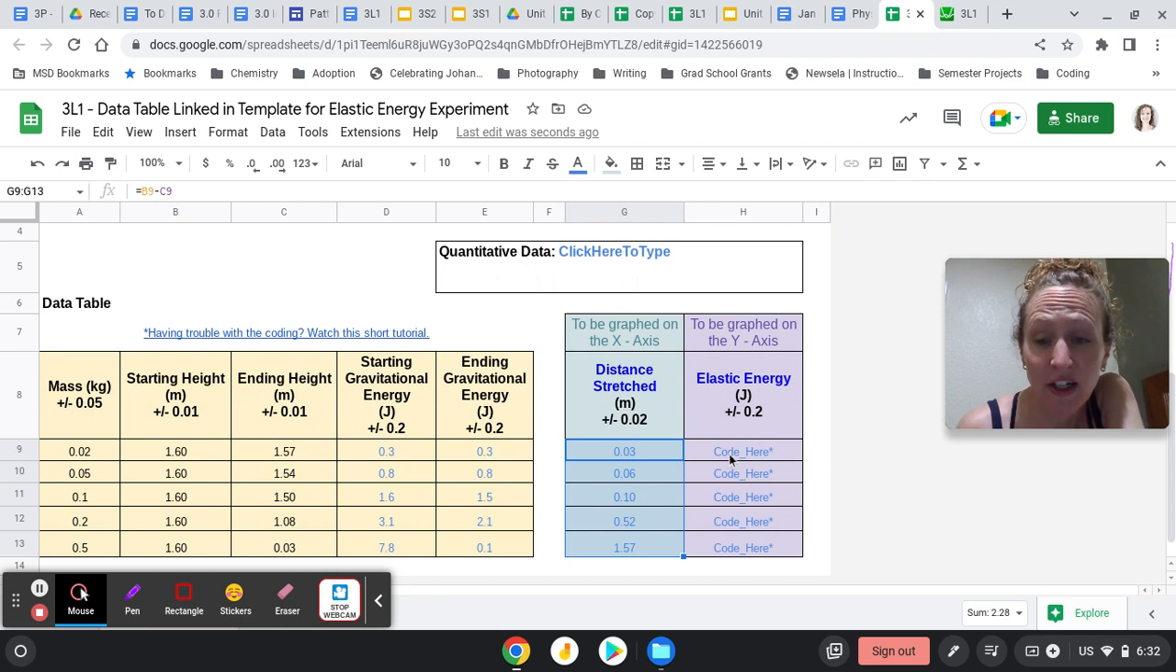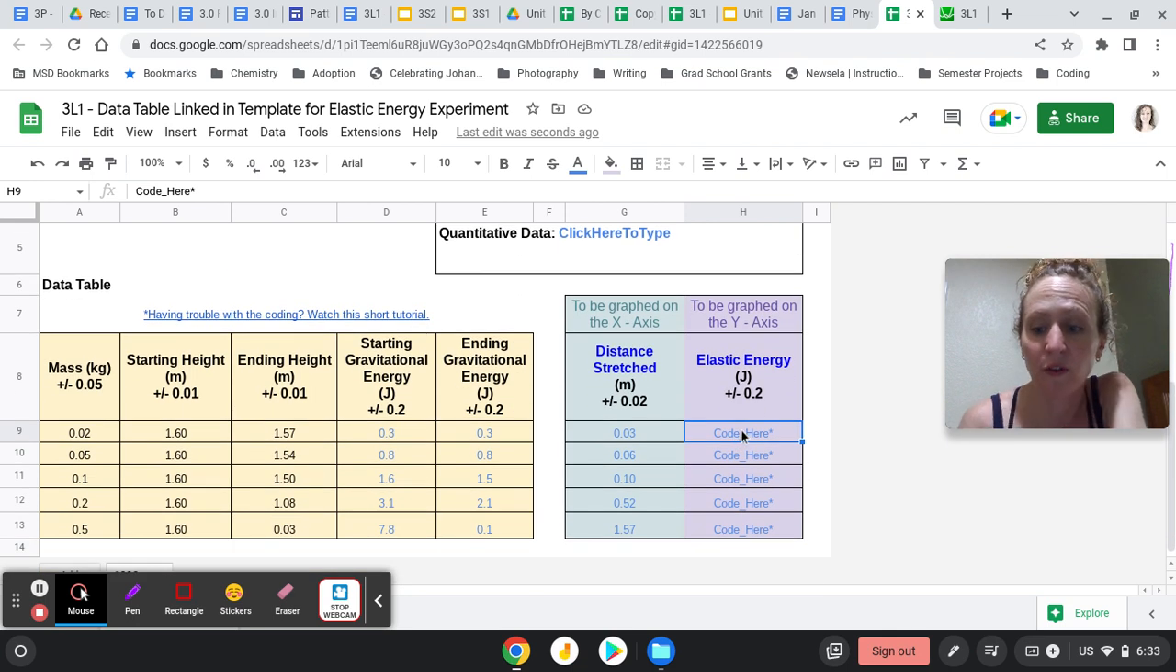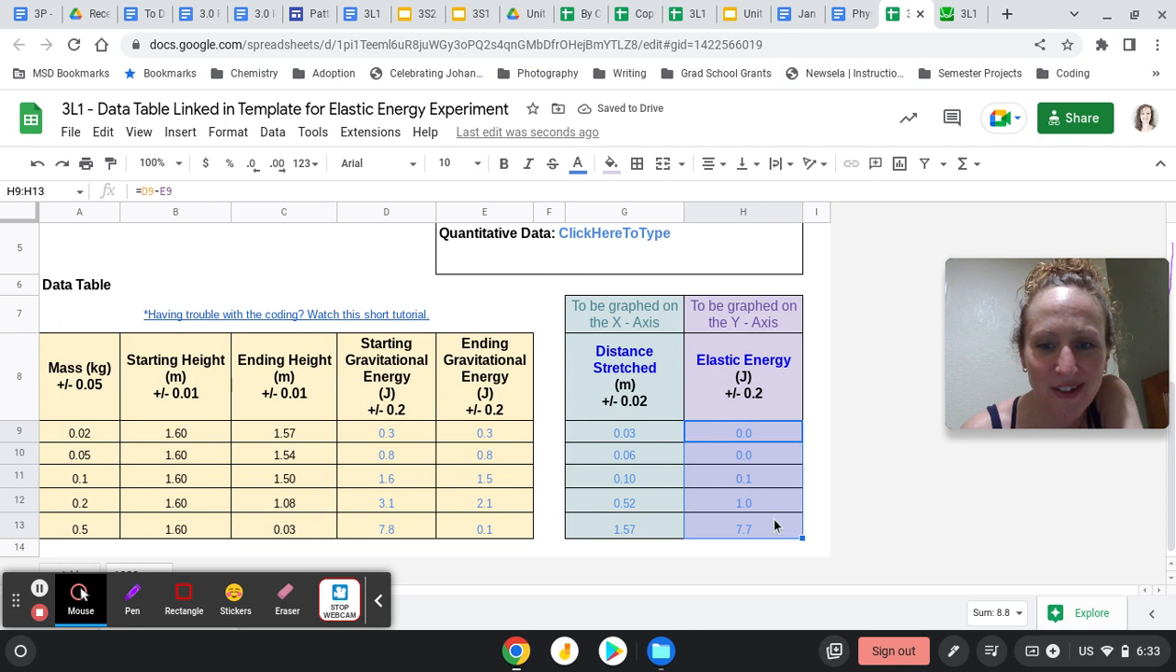Okay, so elastic energy is the last thing we have to code. So let's go up here. Remember, we have a formula for elastic energy. It's gravitational energy at the beginning minus gravitational energy at the end. So let's code for that. Every code starts with an equal sign. And then we're going to go starting minus ending. Enter. And then I will select this little blue box in the lower right-hand corner, click, drag, drop, and I have all my values there.